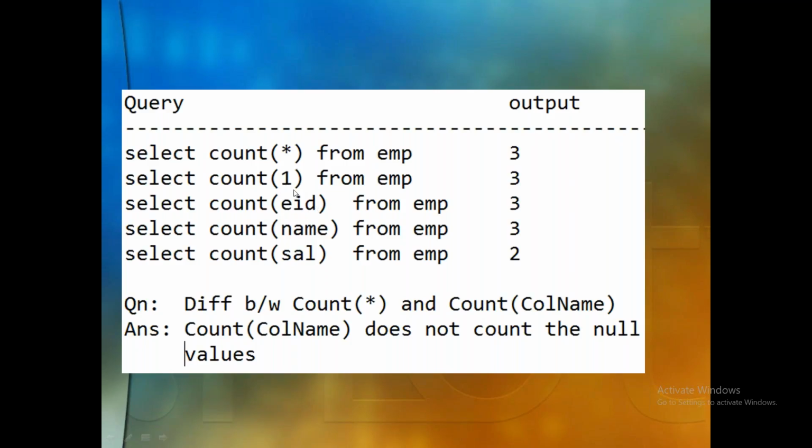But when you say count employee ID, employee name, employee salary, then there is an issue. If that column has null values, you will have a lot of issues there. Am I clear? So this question we can easily answer. You never say count star is slow and count one is very fast.